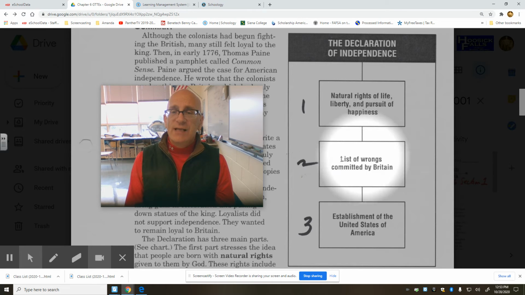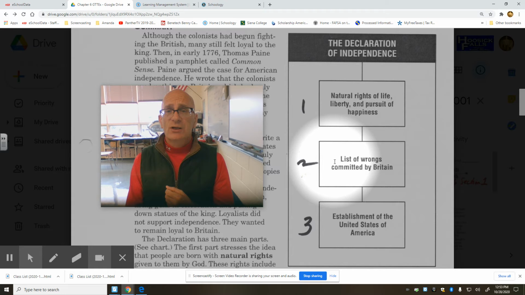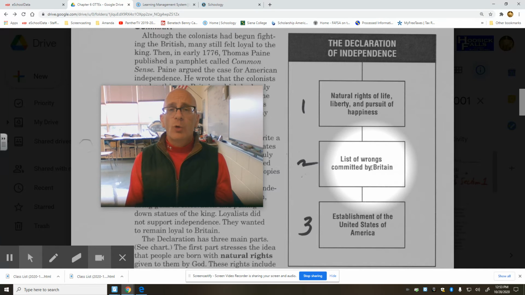In other words, Section 2, which is the longest section of the document, lists all those things that Britain had done to the colonies that were wrong and therefore justified the colonists taking their action. By declaring their independence, they are including Section 2 by listing the wrongs committed by Britain to give people that read the Declaration an understanding of why the colonists are doing what they're doing. They're not doing what they're doing without careful consideration.